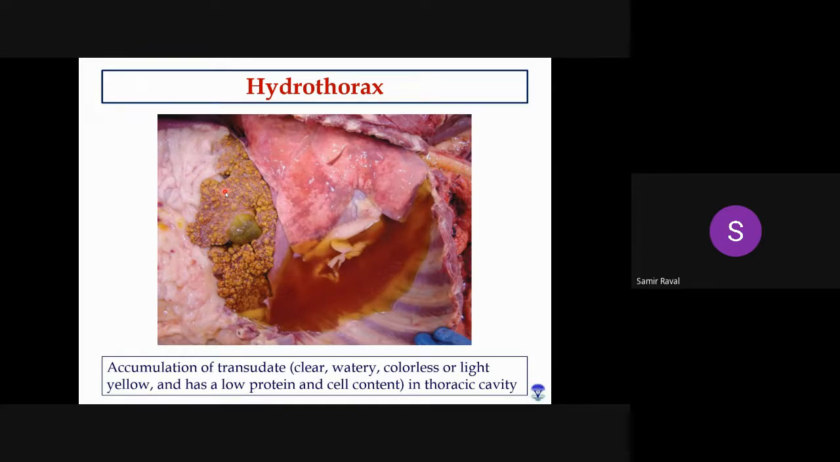So hydrostatic pressure, osmotic pressures will be decreased, and ultimately there will be exudation of a fluid from the blood vessels into this particular abdominal cavity as well as in thoracic cavity.